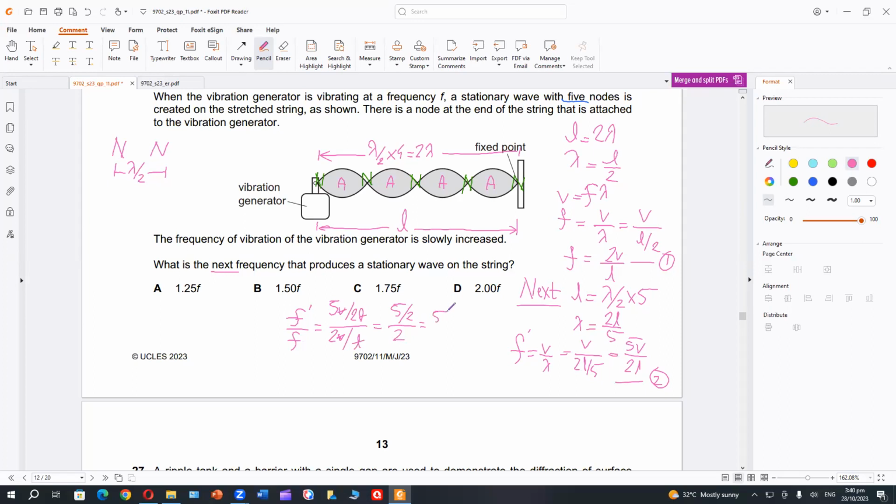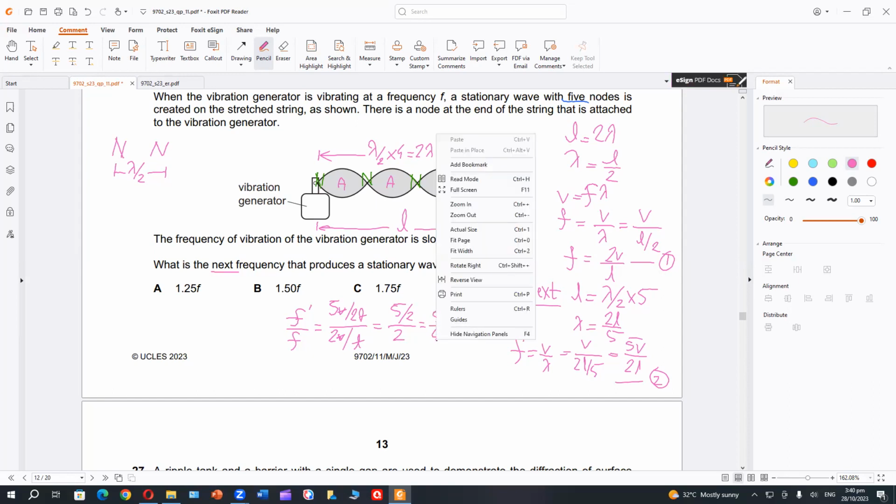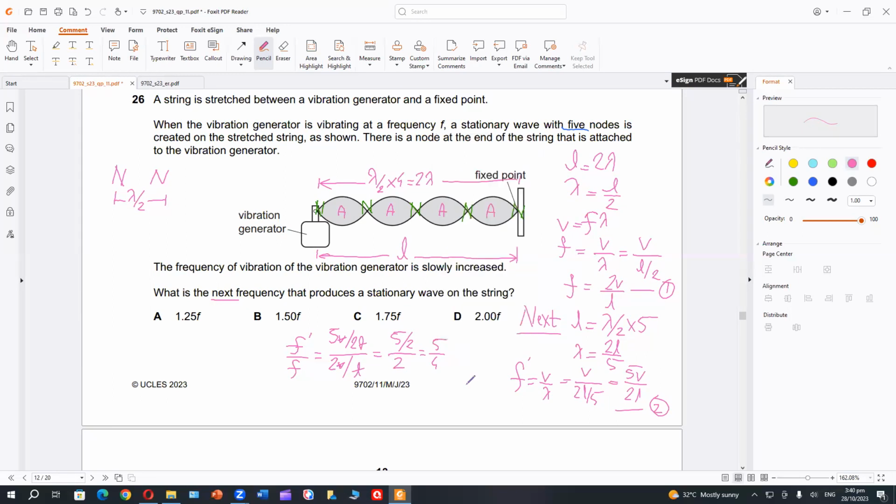1.25, which is 5 divided by 4. So we got the answer. This is the answer, 1.25.